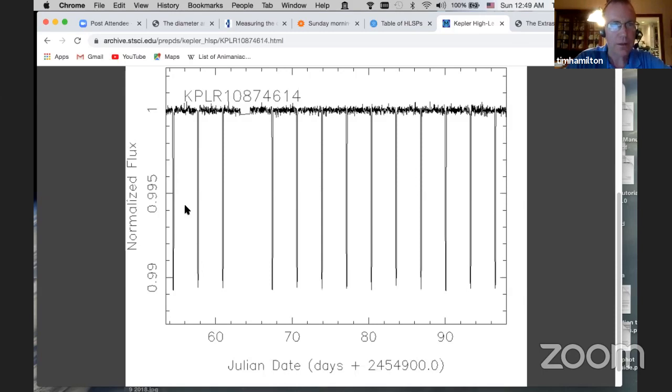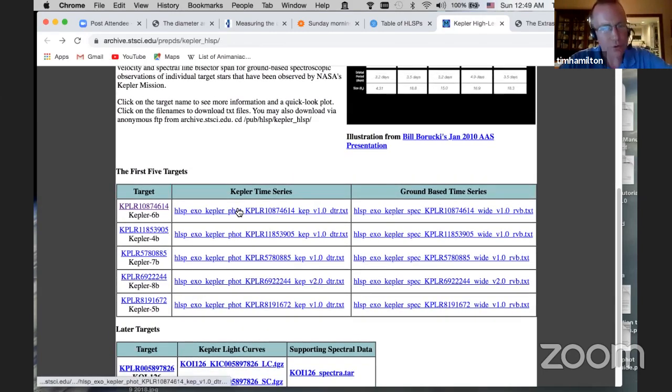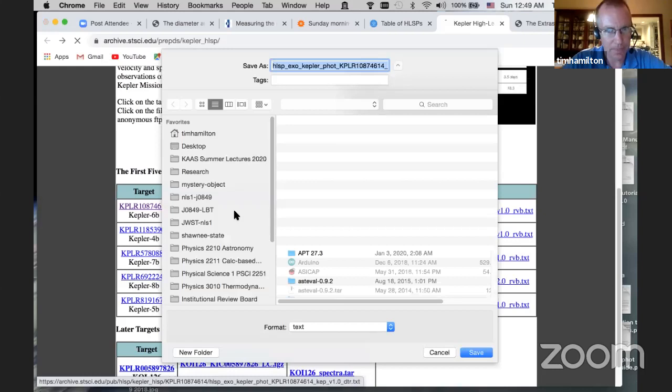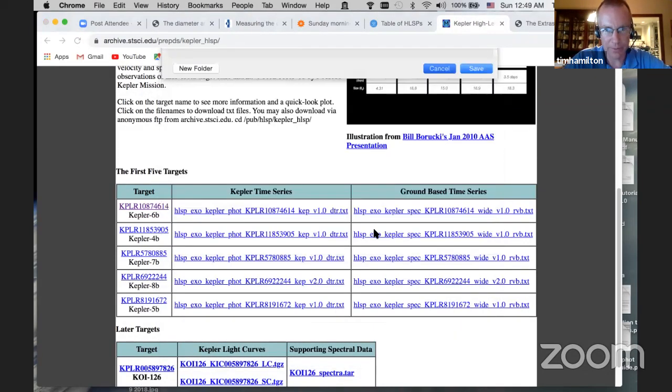Okay, so let's go back to the page here. In order to get the data from the Kepler, we're simply going to click on the Kepler time series, and you can download it here. It is a text file. It is plain ASCII. Okay, I already have mine saved.